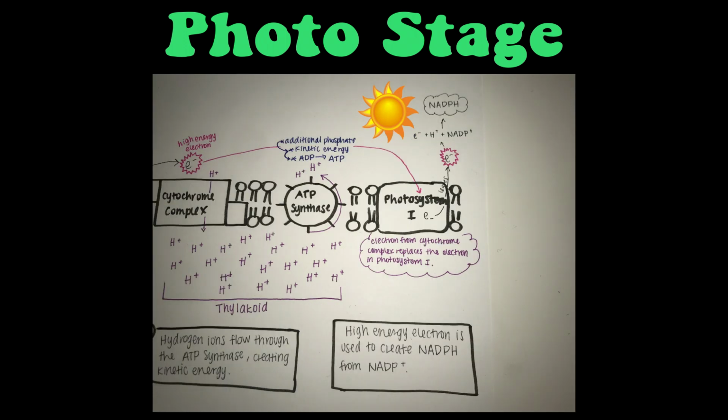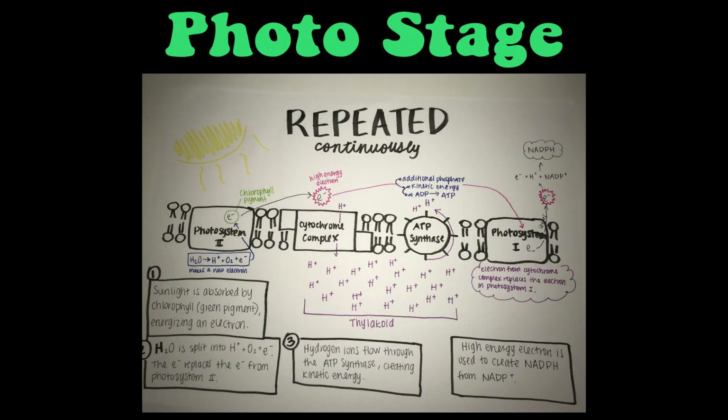Next is photosystem 1. It's similar to photosystem 2 but has a few differences. This system uses the sun to absorb energy to charge the electron that is in it. After being charged, this electron leaves in order to create NADPH with the help of hydrogen, the electron, and NADP. This electron is then replaced by the electron that helped power the cytochrome complex. This cycle is continuously repeated during photosynthesis.